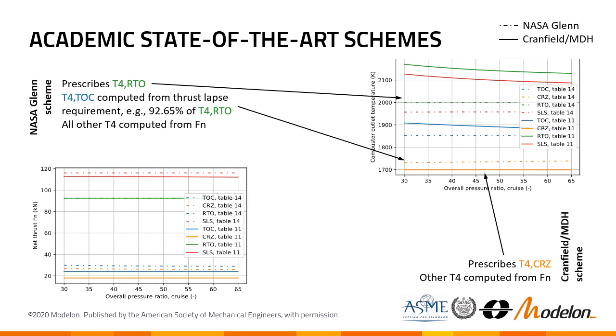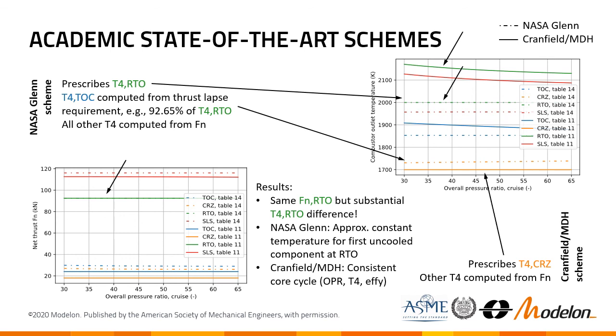And the Cranfield scheme then continues to derive the other T4s from the net thrust values, while the Glenn scheme defines the T4 in top of climb, the design point, from a temperature ratio that they call the thrust lapse requirement. Essentially, this defines how hard to run the core during climb in relation to the T4 in rolling takeoff. And then the remaining T4s are again computed from the prescribed net thrust values. The interesting result here is that despite the same net thrust in RTO, we get a substantial difference in T4 in RTO.